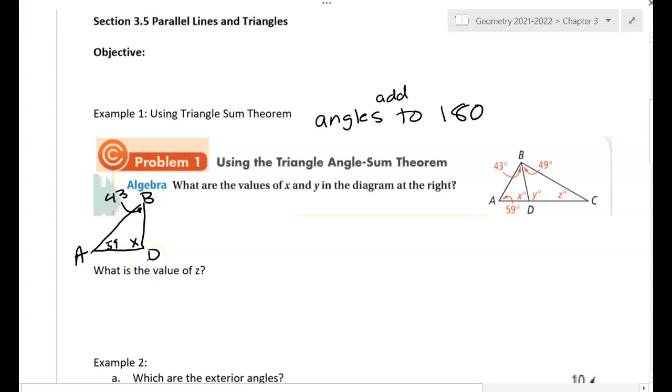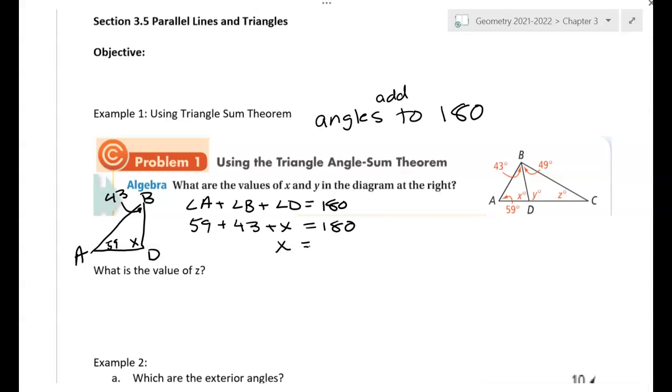Now to find x, I'm using the Triangle Sum Theorem, where I know that angle A plus angle B plus angle D equals 180. So then plug in what you know. 59 plus 43 plus x equals 180. So x is just going to be 180 minus the 59 and the 43. So 180 minus 59 minus 43. I get 78.